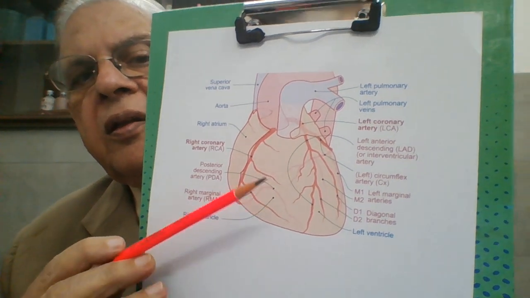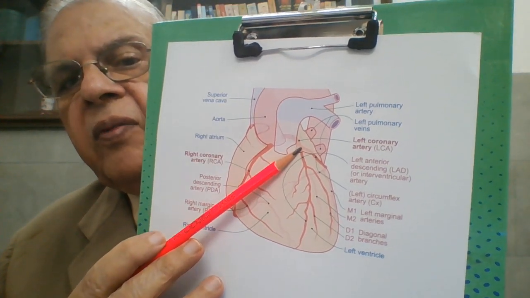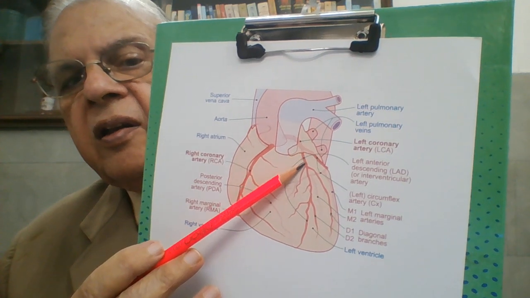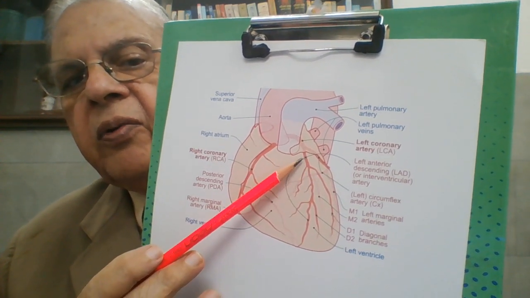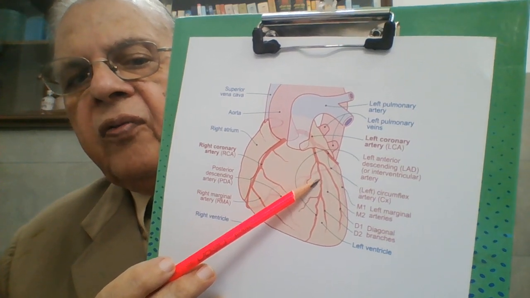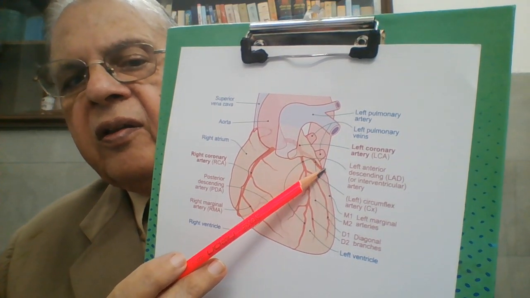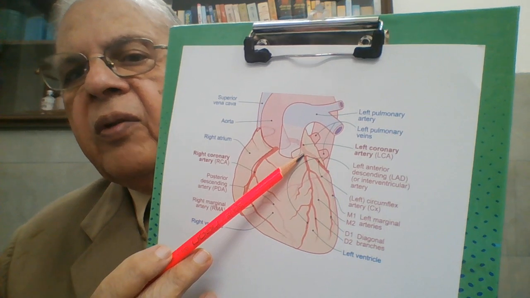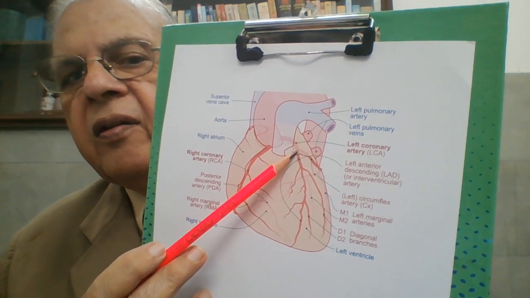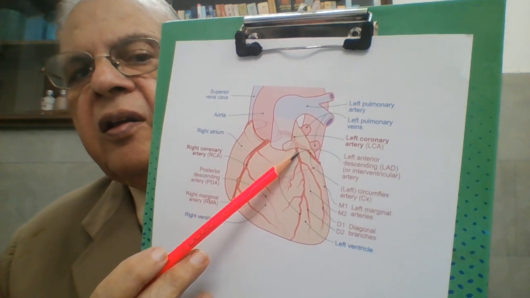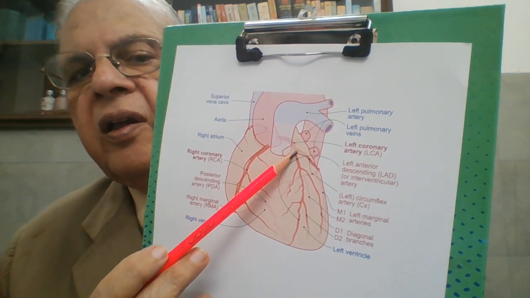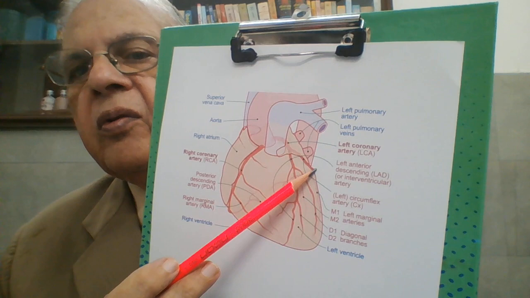Now, if there is a block in the left main coronary artery, it is not equivalent to a two artery block, because it is divided into two. So if there is a block in this artery and a block in this artery, or a block here, it should mean the same thing, but it is not the same thing. The left main coronary artery disease is a very severe disease. It has to be treated in a different way than the two artery disease.